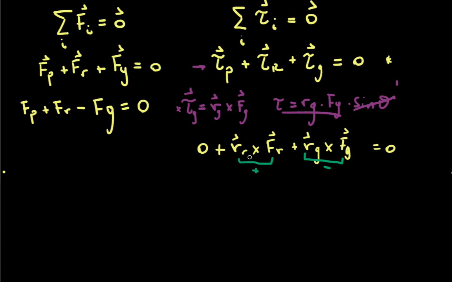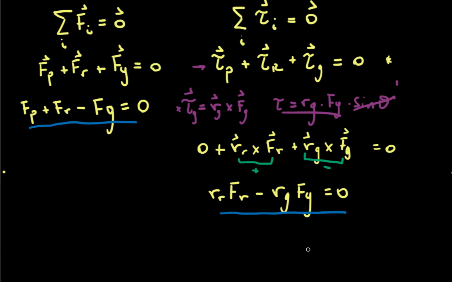So these two will be positive, right? So this is R_F, R, plus, minus. Remember, we decided that was going to be minus. R_G, F_G equals 0. So now what we have is two equations: equation number 1 here and equation number 2 here.